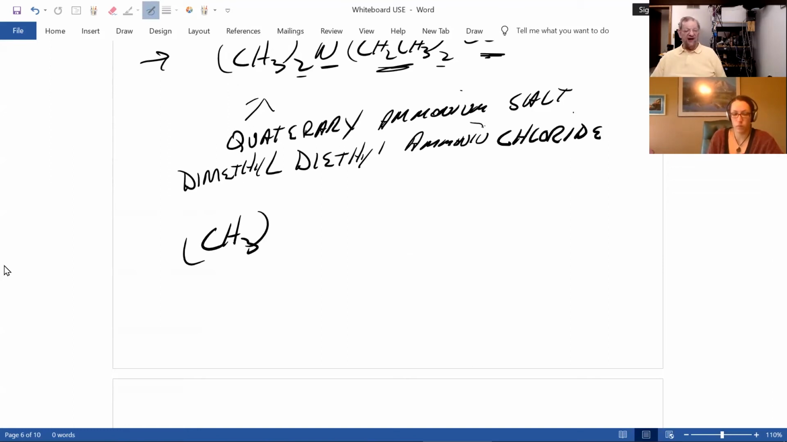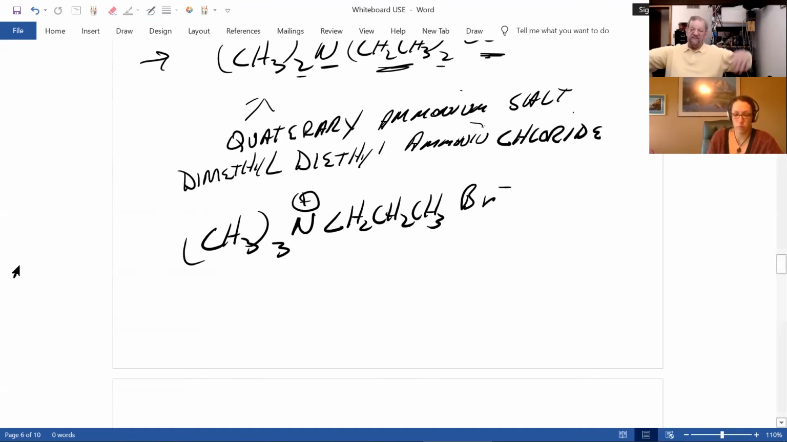Remember, 2 is di, 3 is tri. And what would be the common name of this molecule?